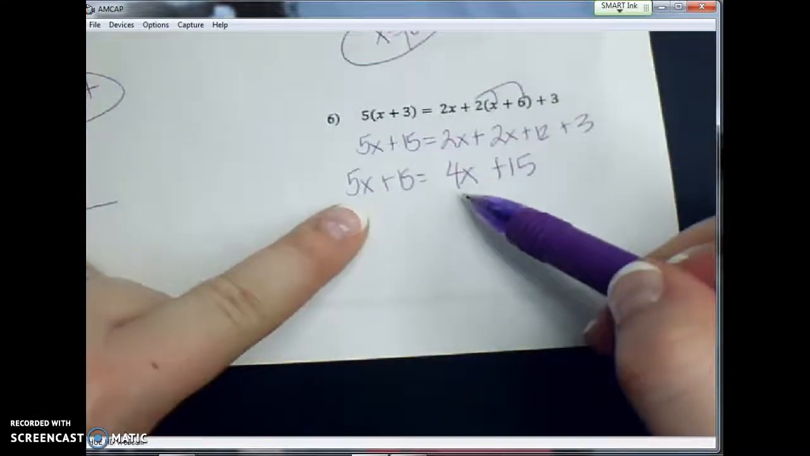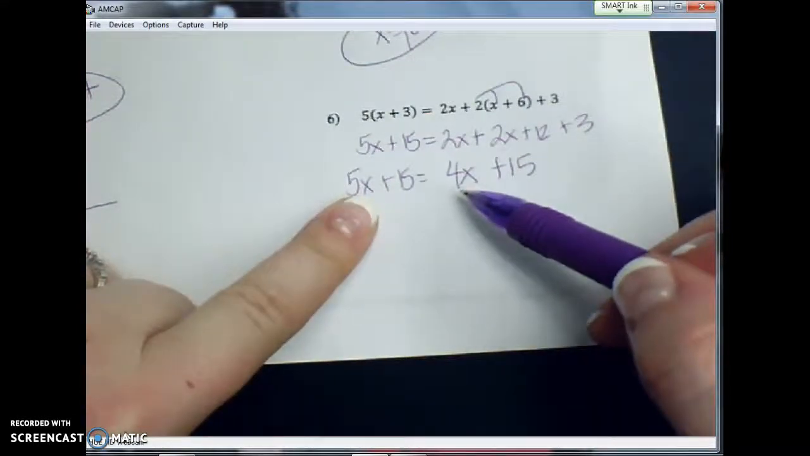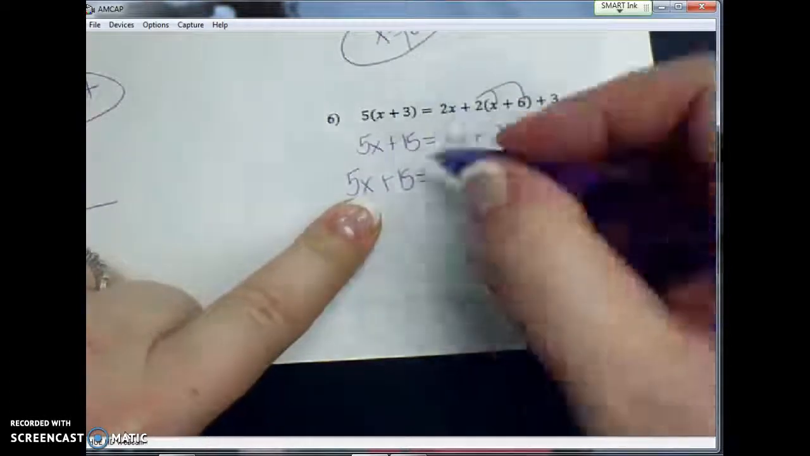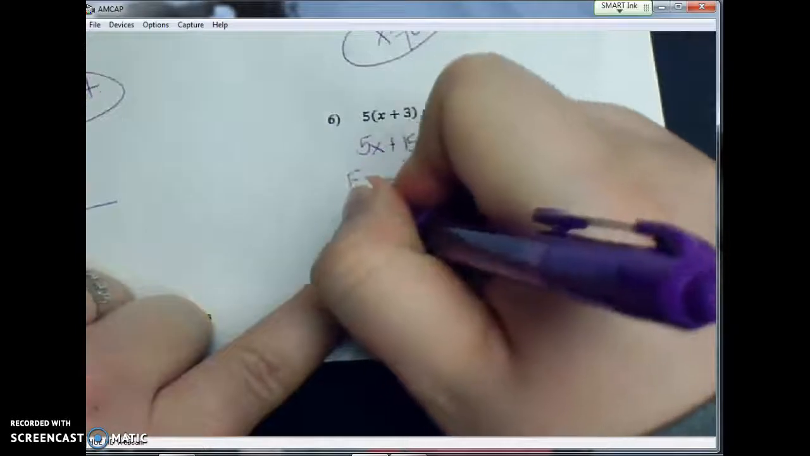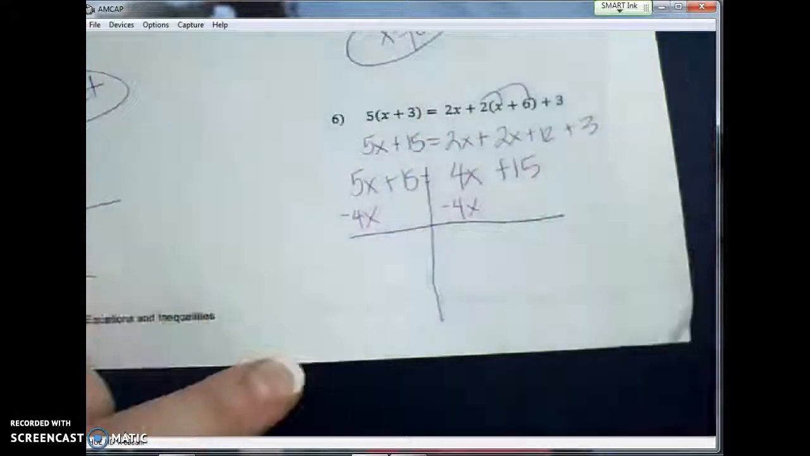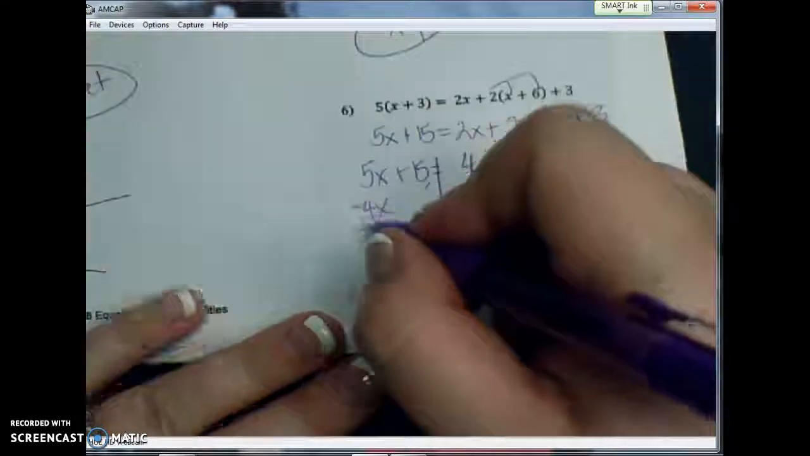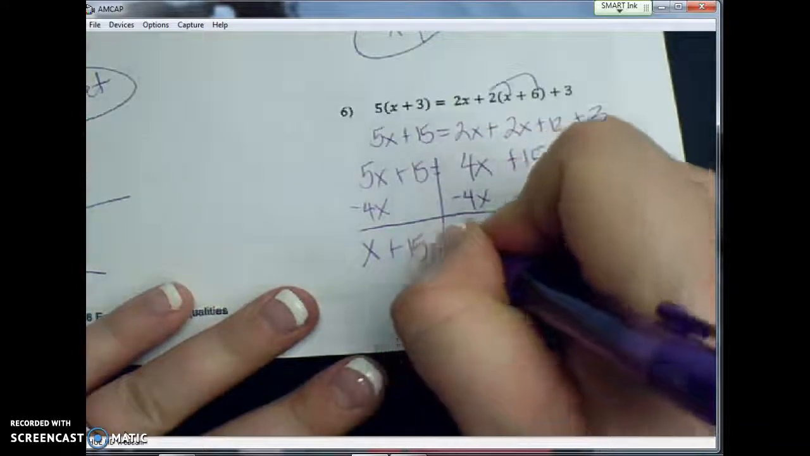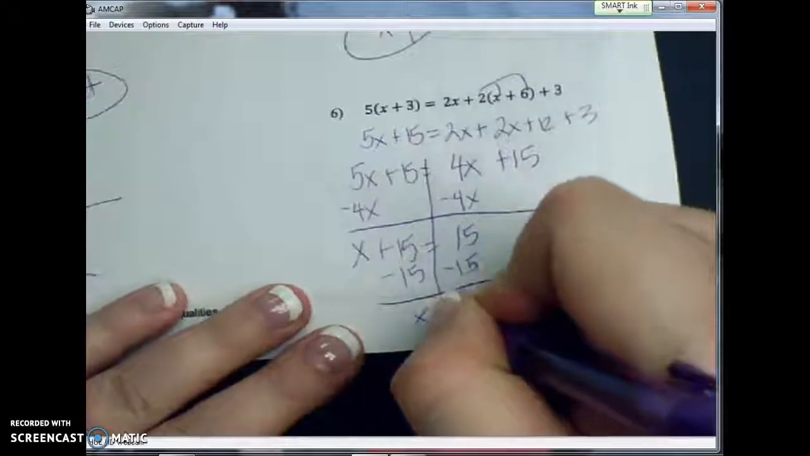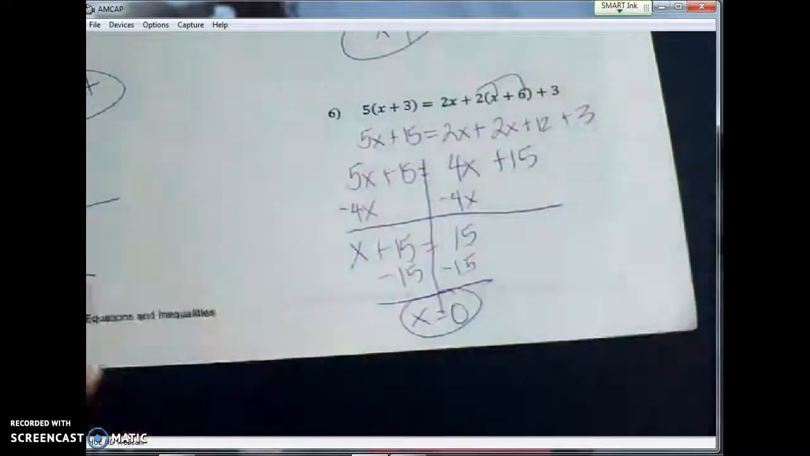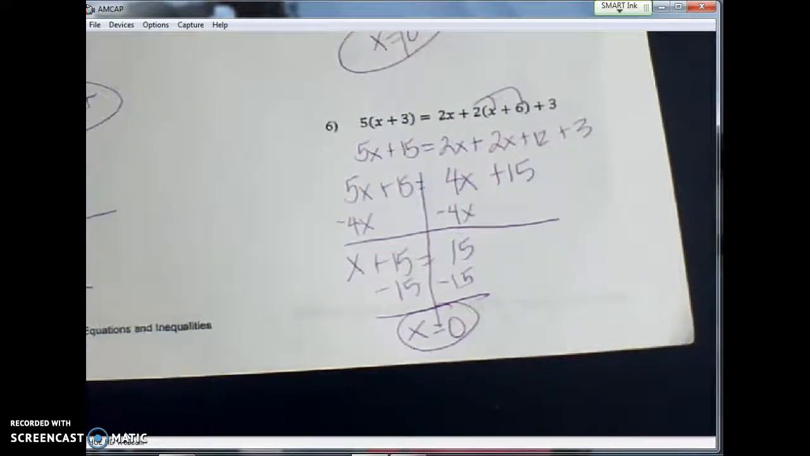Do I have the same constants on each or same variables on each side? I do not. So I know it's not a null set or identity. The only time it's null set or identity is when your variables are exactly the same on both sides. So I have x plus 15 equals 15. I subtract my 15. Can I have an answer of x equals 0? Yes, I can. Okay. All right, move to the back side.